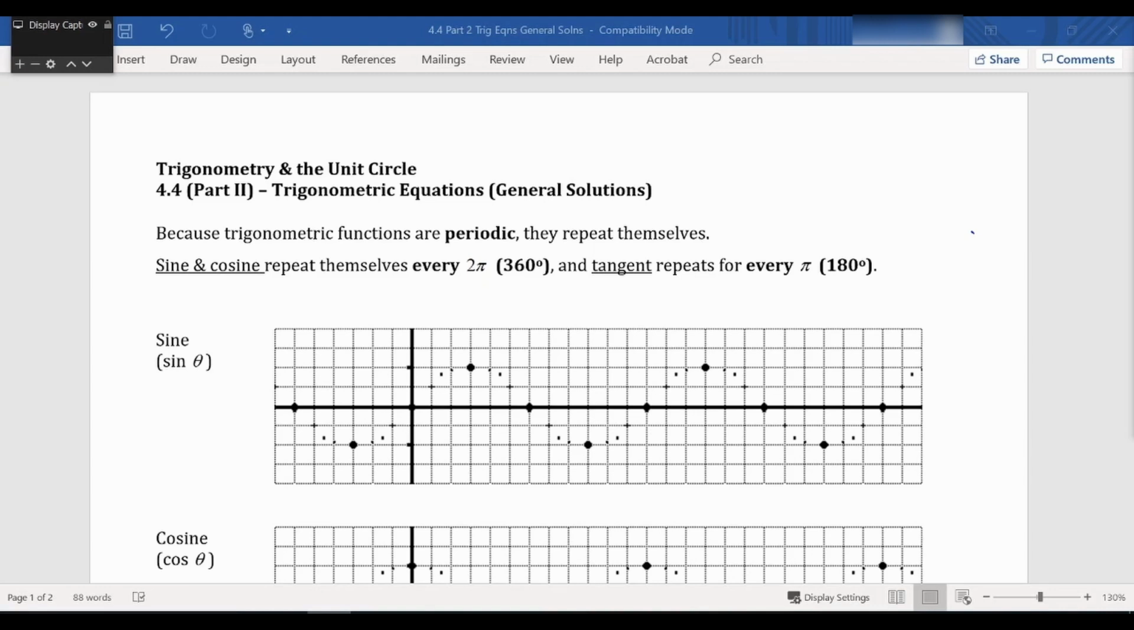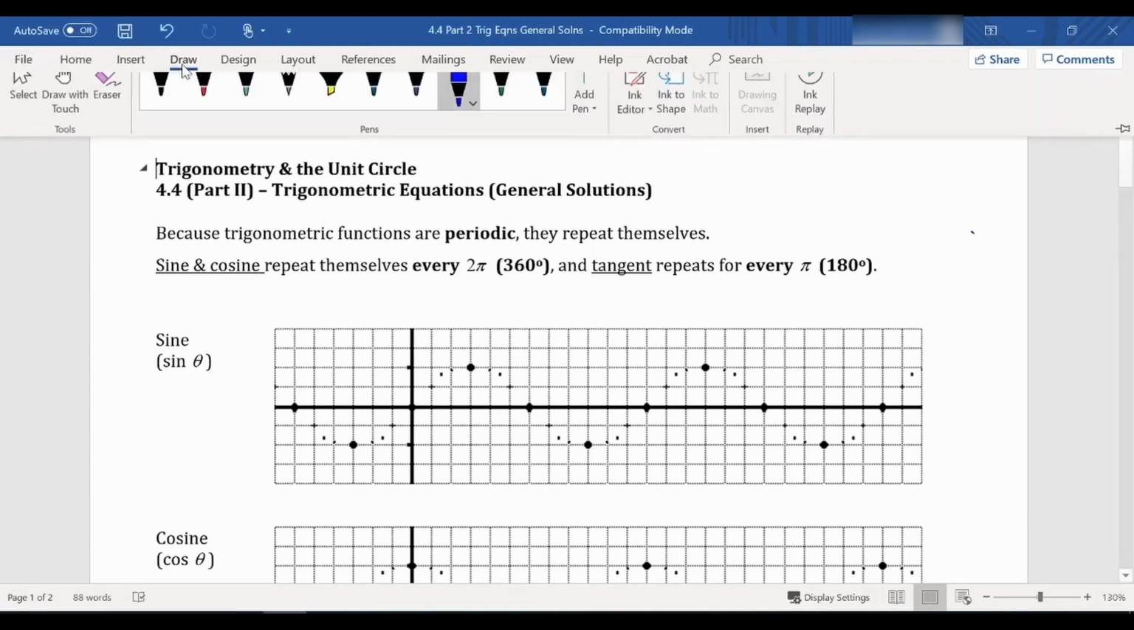So trig functions are called periodic. They repeat themselves on a given period. Sine and cosine repeat themselves every 2 pi or 360 degrees, meaning once you've worked your way around that quadrant system once, then they repeat themselves every time you go around that circle. Tangent actually repeats itself every pi or every 180 degrees. So once you've gone around the quadrant system halfway, then it starts to repeat itself again.